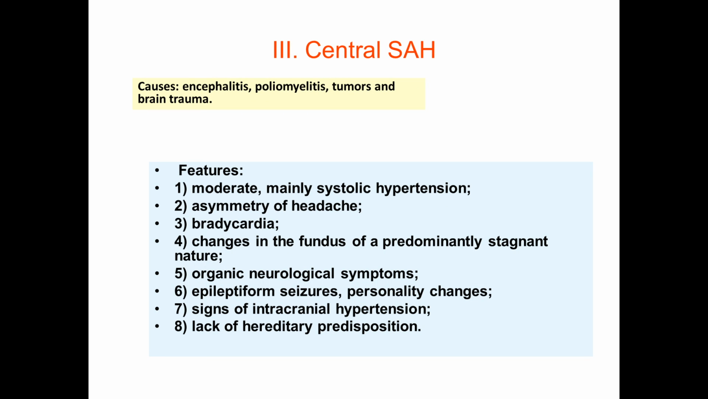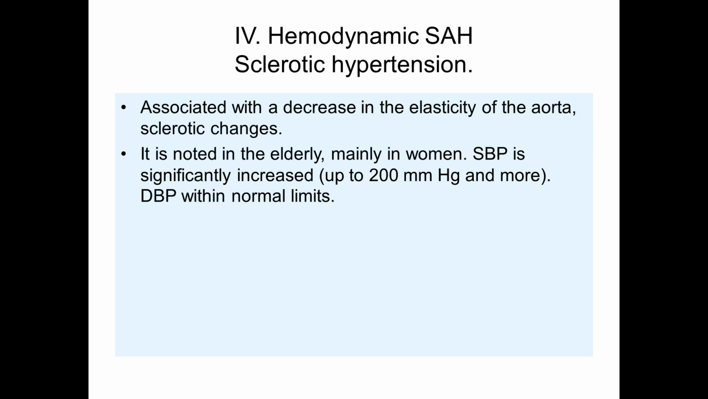Next is central secondary arterial hypertension, mostly caused by encephalitis, poliomyelitis, tumors and brain traumas. Main features are moderate, mainly systolic hypertension, asymmetry of headache, bradycardia, changes in the fundus of predominantly stagnant nature, organic neurological symptoms, epileptiform seizures, personality changes, or signs of intracranial hypertension, and a lack of hereditary predisposition.